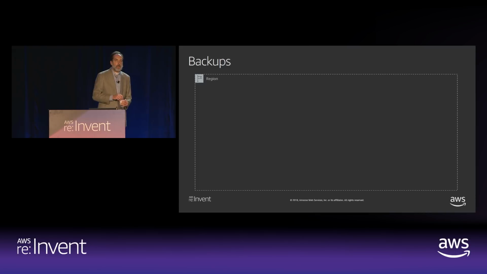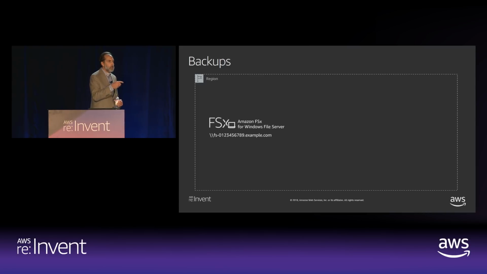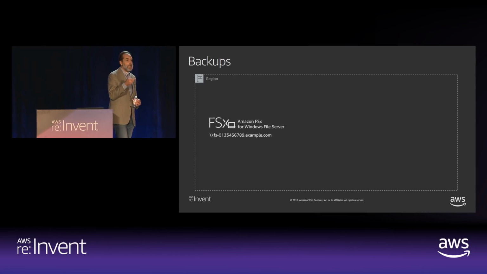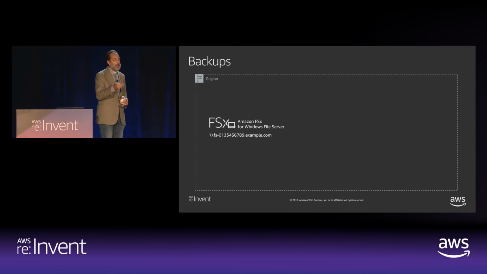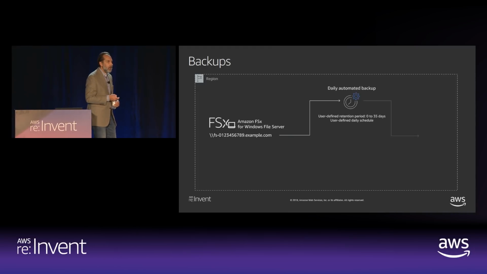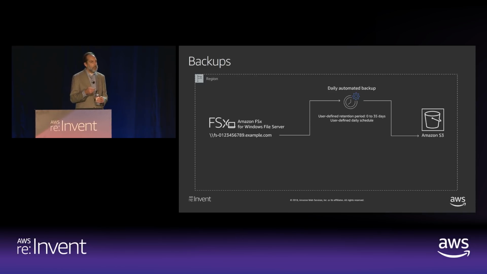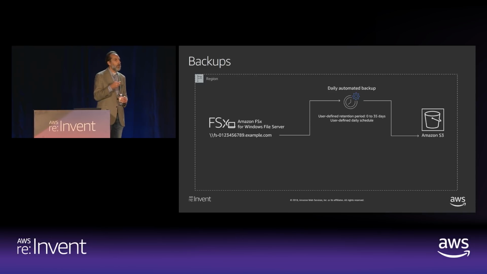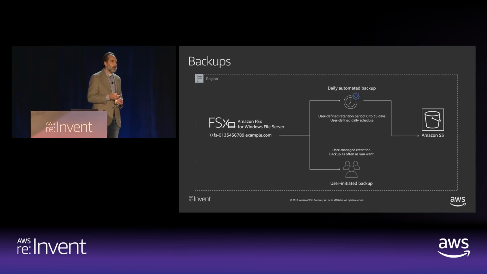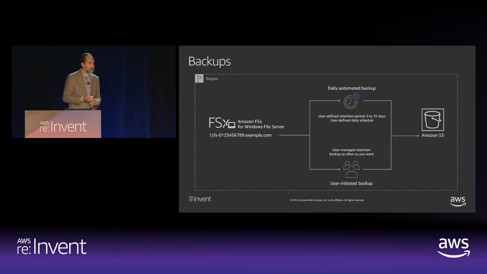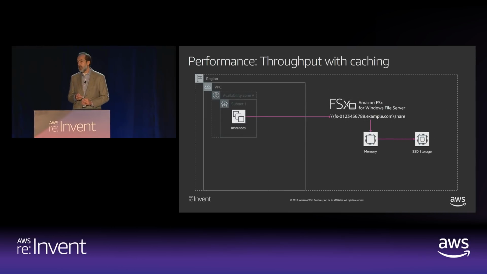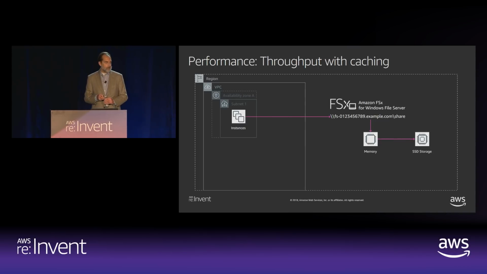For backups, during the weekly backup or the daily backup time, we will go ahead and make a backup of your file system. Again, these are file system consistent incremental backups. You can keep up to 35 days for the automatic backups. If you need to keep backups longer, you can go ahead and do a user-initiated backup, and then you would maintain the retention of those backups as well. All of those backups are stored in Amazon S3.